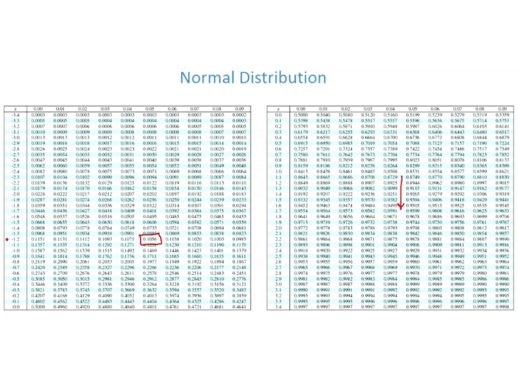I'm definitely looking in the bottom of this table because these are where my 0.99 values are. And it looks like the closest I can get to 0.99 is this value right here. And this correlates to 2.3 and 0.03. So 2.33. All right, so that's my z-score.